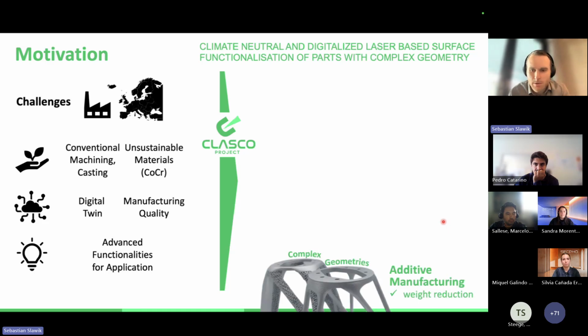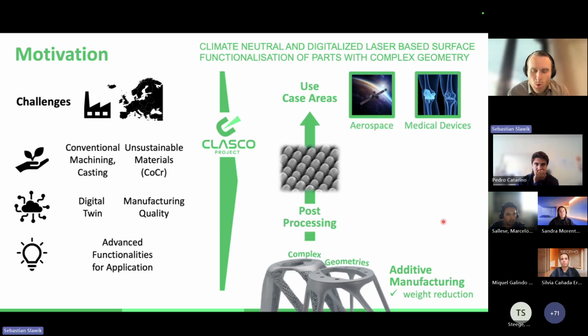We are focusing on additive manufacturing technology, as this is a lightweight engineering technology, and we are focusing on the post-processing to achieve functional surfaces in different use case areas. Our use case areas are in aerospace and medical devices.